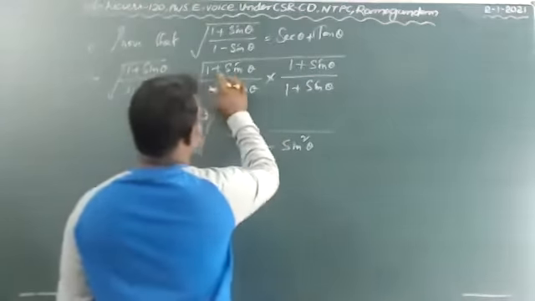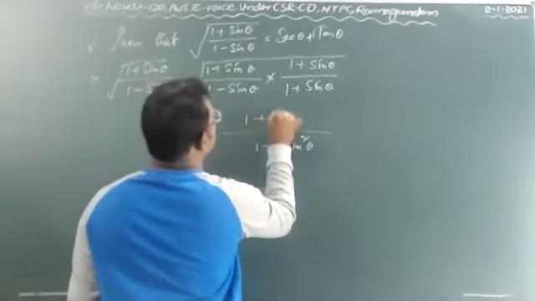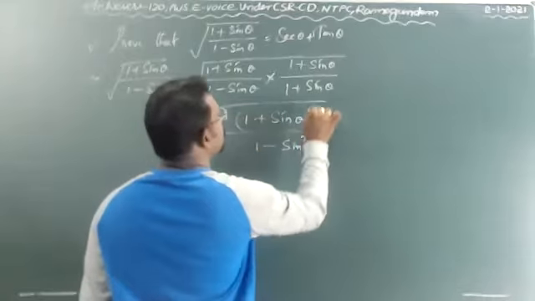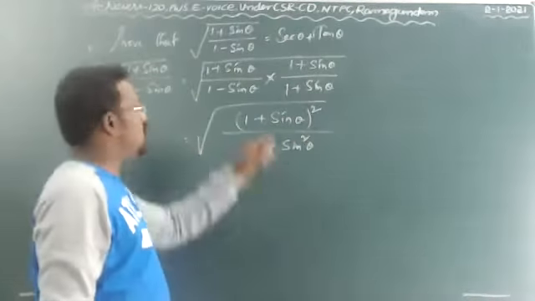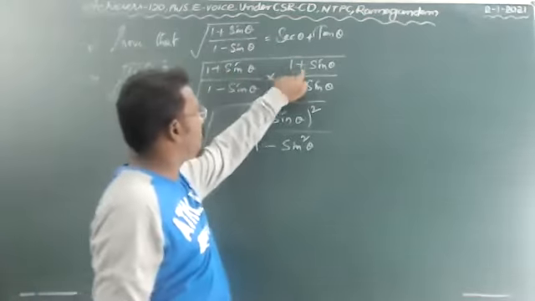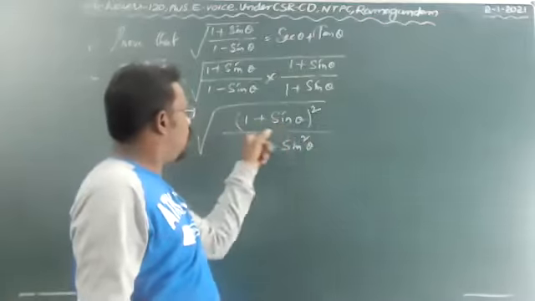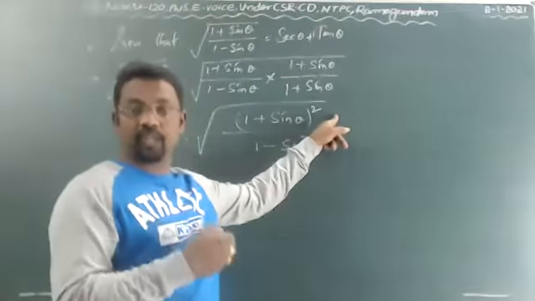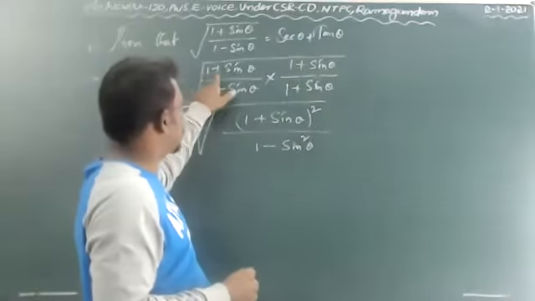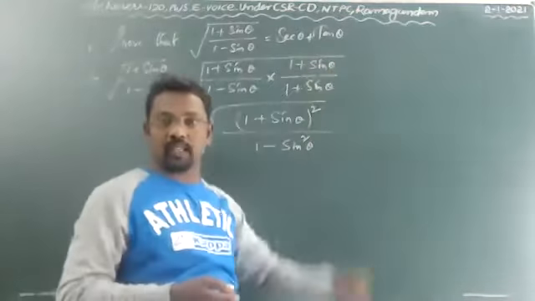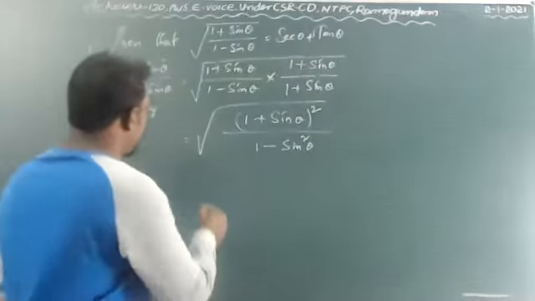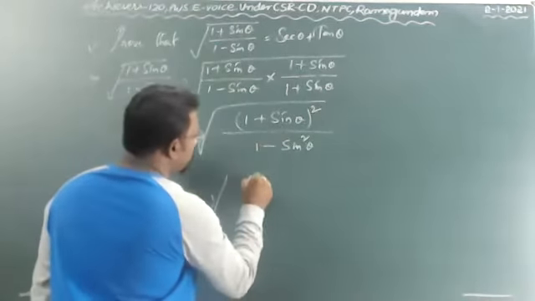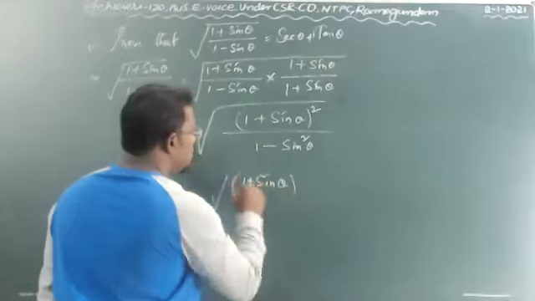Here, a plus b into a plus b. Both are the same. Nothing but what you will get here? A plus b whole square. A plus b into a plus b is a plus b whole square. You have to reduce it in the form of a plus b whole square. The 2 times are there as it is. So a plus b whole square. Now we can do something, that is, 1 plus sine theta whole square.